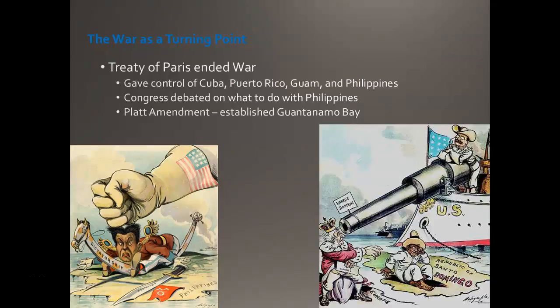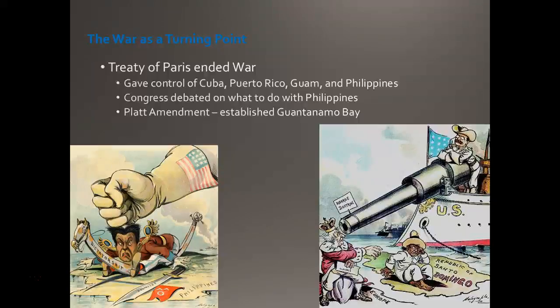Now, once we have control, one of the issues was what to do with the Philippines. The Filipinos had fought for their own freedom, but as William McKinley said, it wouldn't be honorable to give it back to them. We won it. You can't win something in a fight and then give it back to the natives. That just didn't seem very American. So the debate for what to do with the Philippines was quite extensive.